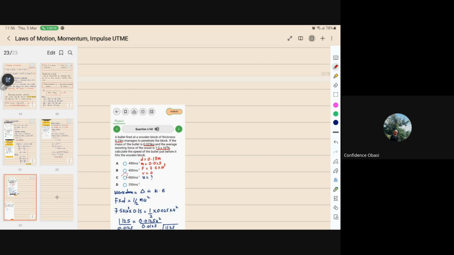Yeah, good. So remember that what I used for this question is a bit different from what we're doing, but it's still the same concept. I used work done, which is equal to change in kinetic energy. By now, you know work done is force times distance, which is equal to 1/2 m u squared. So I just plugged in my equation, 7,500 times 0.15 equal to 1/2 times 0.025 times u squared.